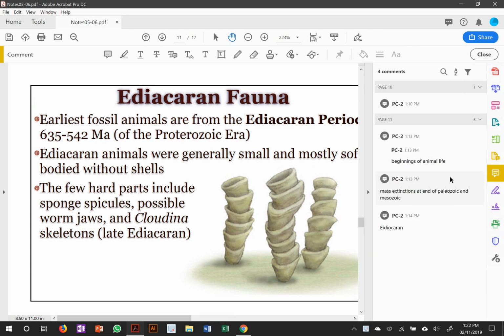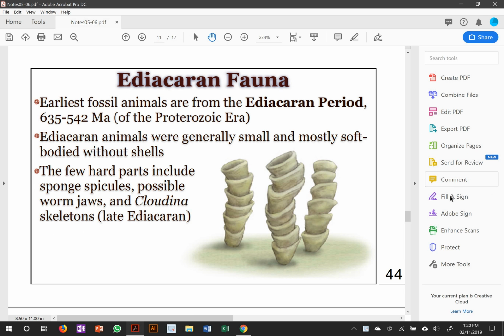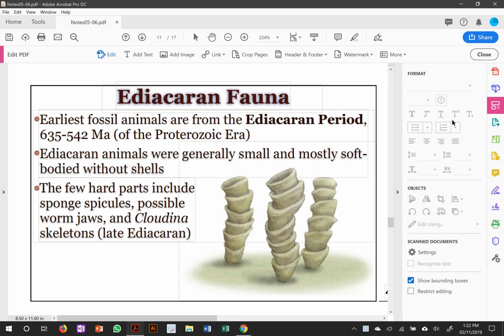There were some hard parts, including the presence of sponge spicules, so we know sponges were present. There are some little things that look like they might have been worm jaws. And there are these guys here. This is a drawing of a fossil called Cloudina, which had hard skeletons that look like a series of concentric cups standing on top of each other.